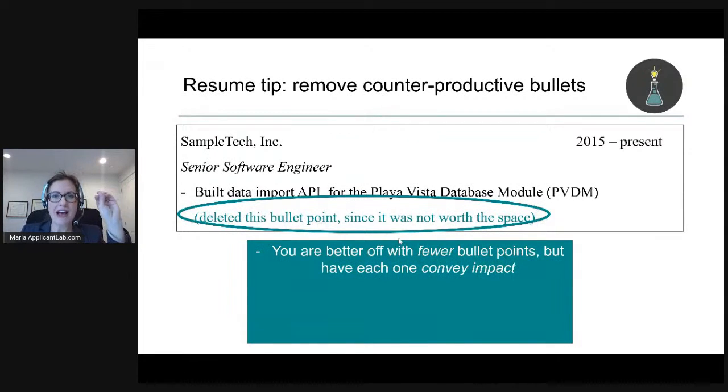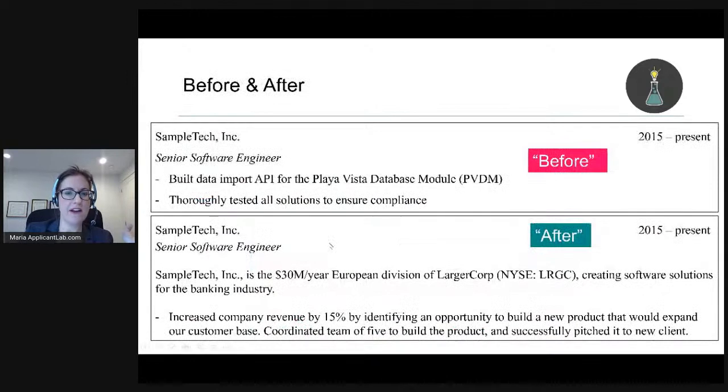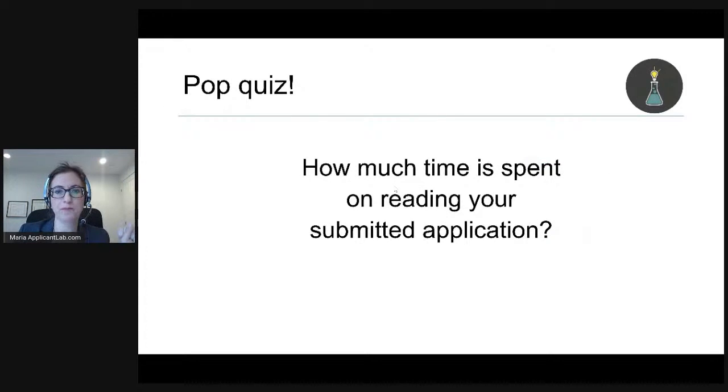I'd rather have a bullet point explain, like if we go down here, so this is the before and after, right? See how now increased company revenue by 15%, blah, blah, is taking up 2 lines instead of 1 line. I'd rather have one bullet point that takes up 2 lines, but it is much more powerful than 1 or 2 lines that are a lot weaker.